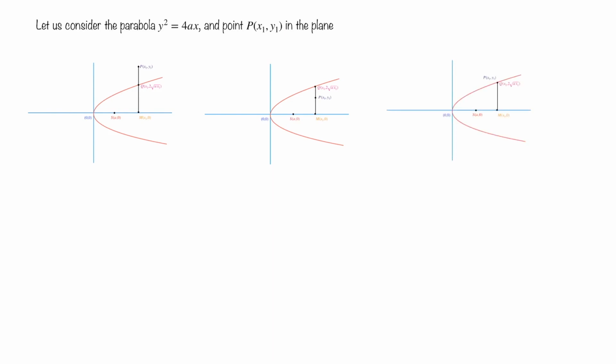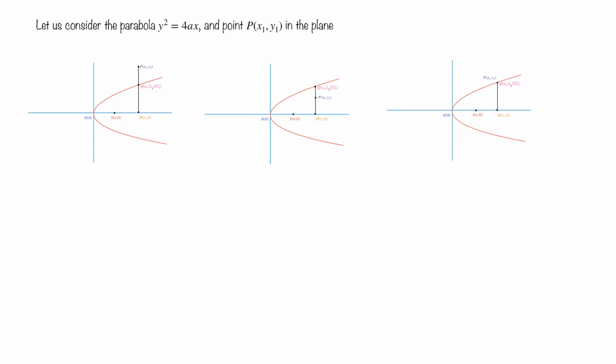If the point P x1, y1 is exterior to the parabola, then it could be something like this. Here is the point x1, y1 exterior of the parabola. If it is inside the parabola, then the point could be something like this. Here is the point x1, y1. If it is on the parabola, it could be something like this. Here is the point P x1, y1. It is on the parabola.